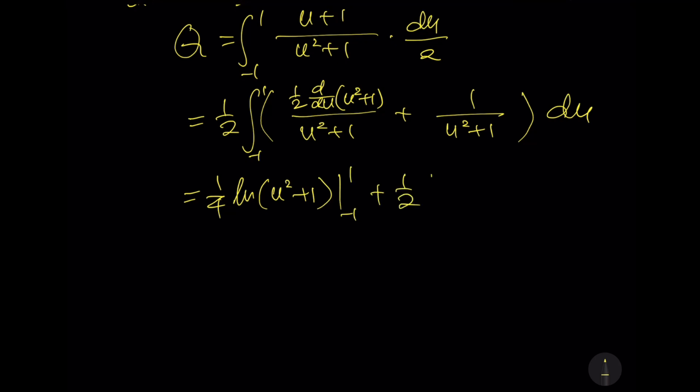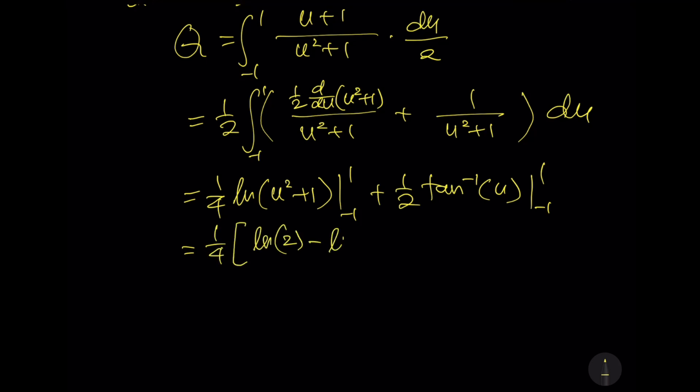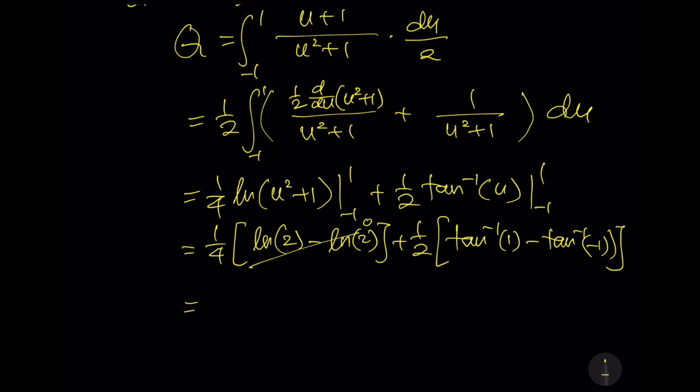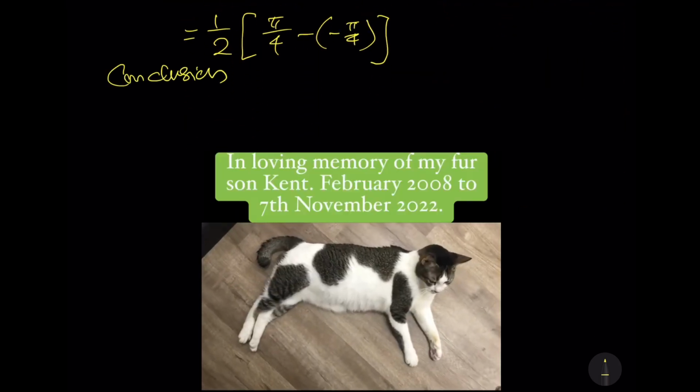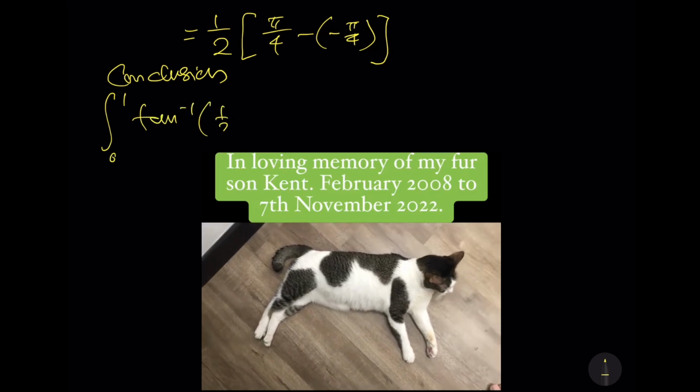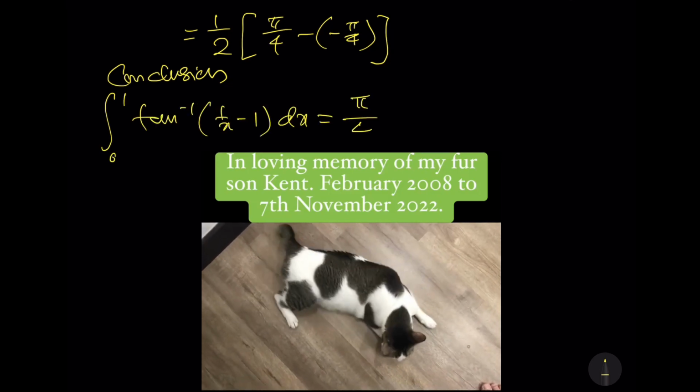For both, u equals 1 and negative 1. Put the values of u equals 1 and negative 1 into the equation. Obviously, the natural log 2 will cancel with the natural log 2, so it becomes 0. While the second part becomes 1 over 2 multiplied by inverse tangent of 1 minus inverse tangent of negative 1. We know that inverse tangent 1 is pi over 4, while inverse tangent negative 1 is negative pi over 4. That brings us to the conclusion of this video. The final answer of this question is pi divided by 4.